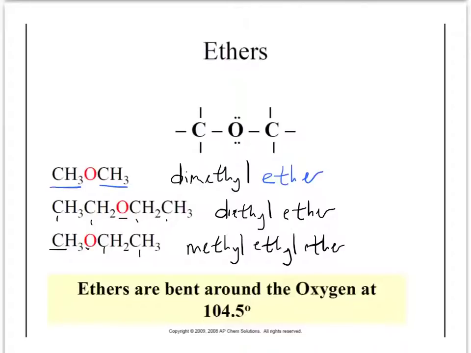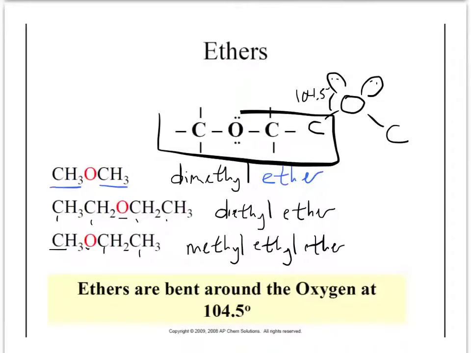And all of these structures are bent with a 104.5 degree angle. If we were to draw this more similarly to represent VSEPR, you'd have your oxygen with its two lone pairs coming off like that, and then you would have your carbon chains over like that. And so the angle between all of these would be 104.5 degrees. Even though we draw them in a nice pretty straight line like that, they're not really straight. They're going to be bent around that ether.